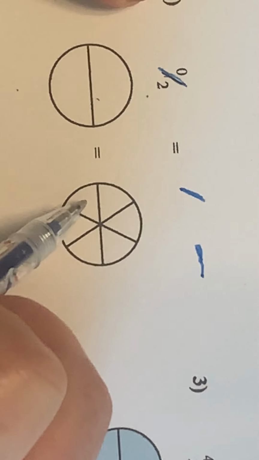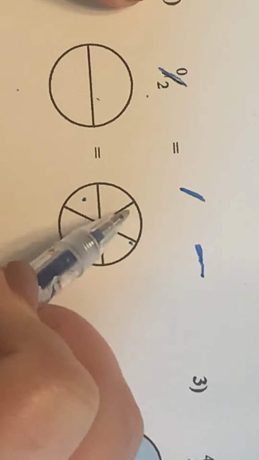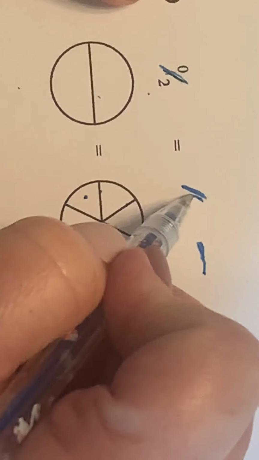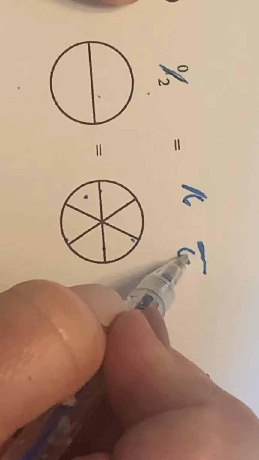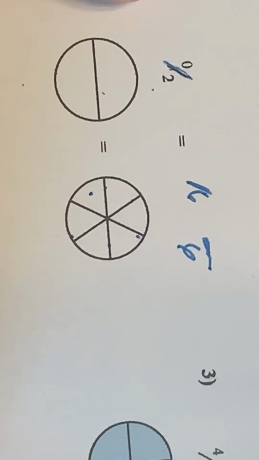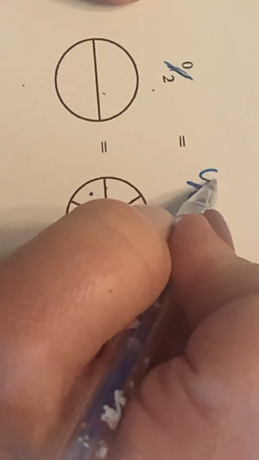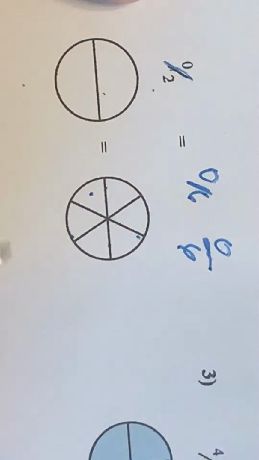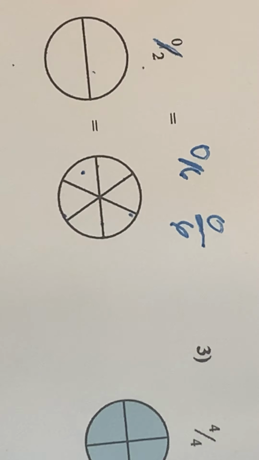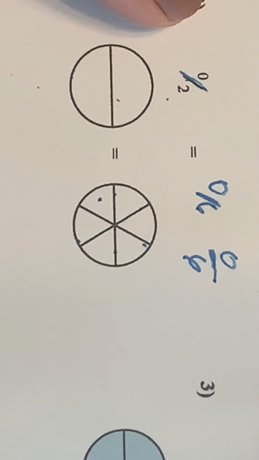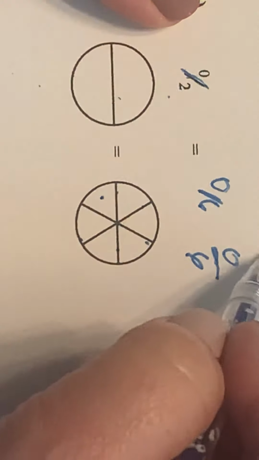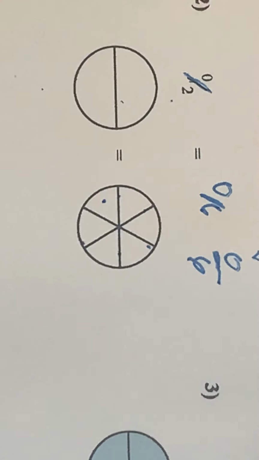So let's count the pieces. 1, 2, 3, 4, 5, 6. We have 6 pieces, and that's your denominator. Now, how many pieces are colored in? Yep, you're right, 0. 0 out of 6 pieces. We have 0 out of 6 pieces of pizza left. That means there are no pieces left.